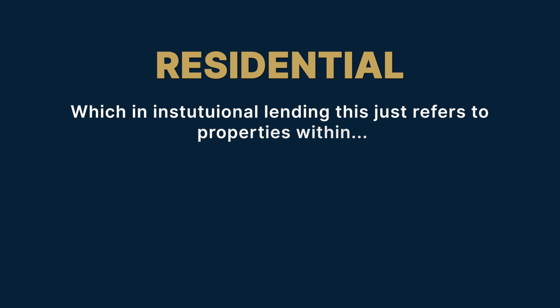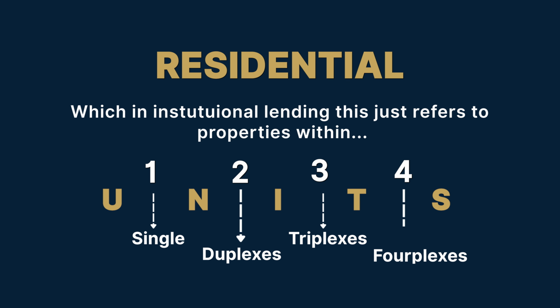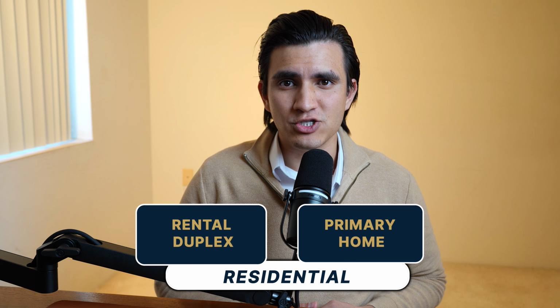The next term is residential, which in institutional lending just refers to properties within 1 to 4 units: single family homes, duplexes, triplexes, and fourplexes. This applies whether it's owner occupied or an investment. The unit count is what defines it as residential. So your rental duplex and your primary home are both classified as residential, but they fall under different loan categories based on purpose.